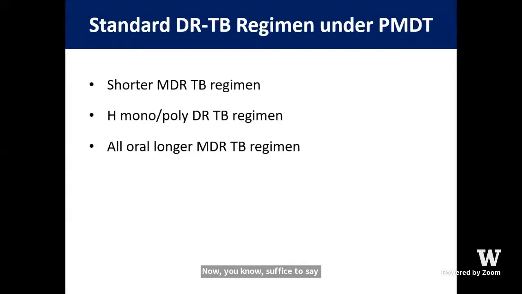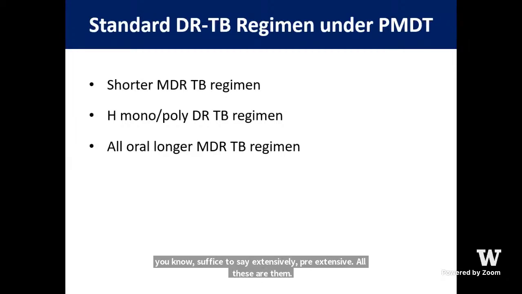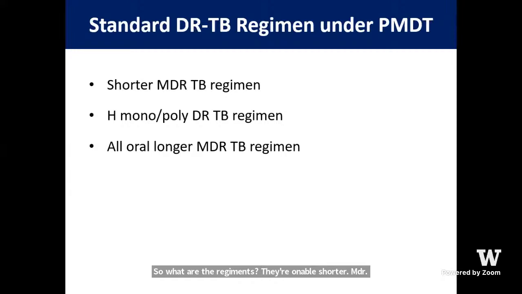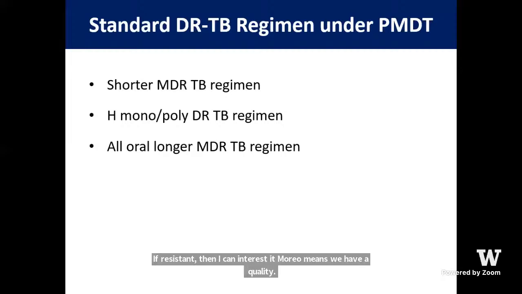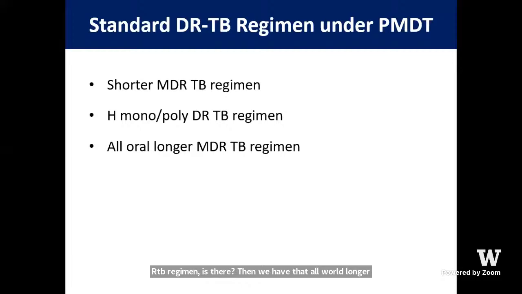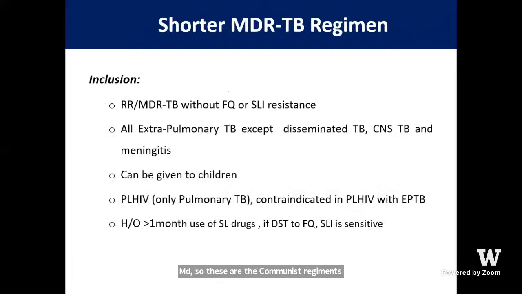There is a little bit shorter MDR regimen for a pure MDR, RIF resistant. Then INH mono resistance means we have a poly-DRTB regimen. Then we have the all oral longer MDR. So these are the commonest regimens. Next slide. So what is happening?